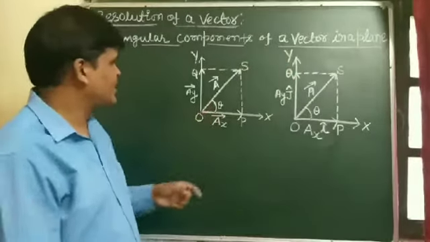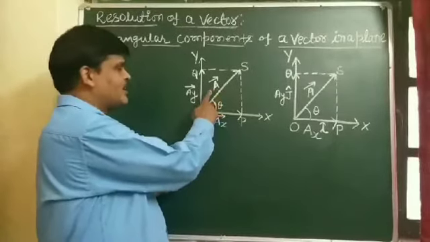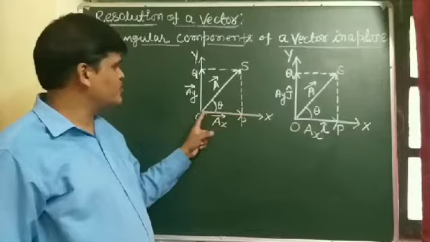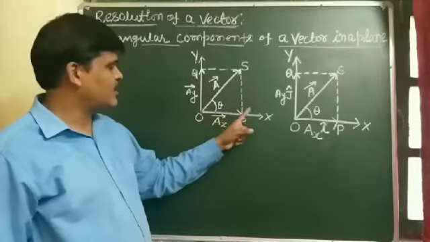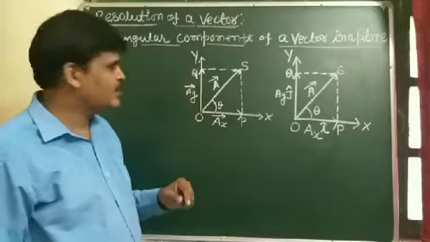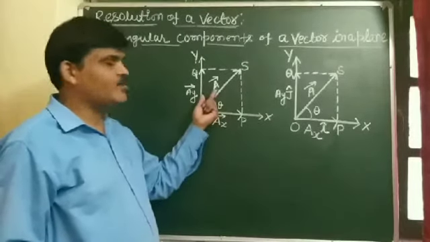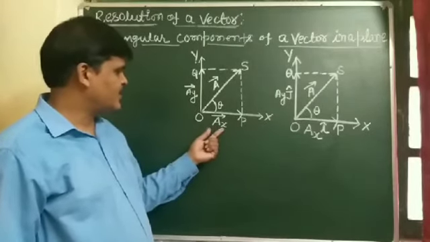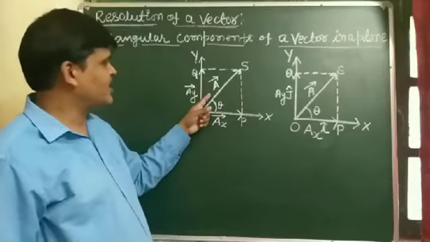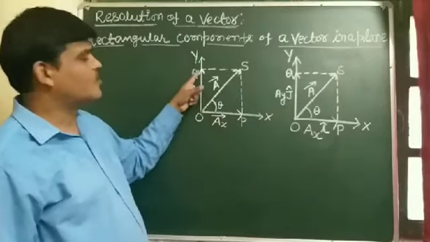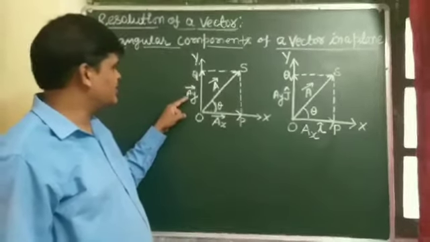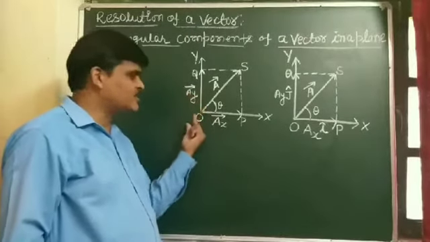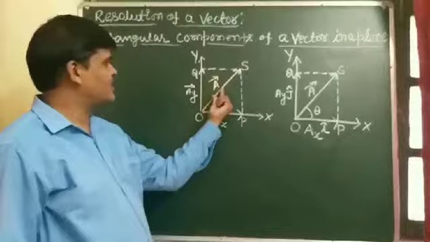And student, here the given vector is vector A, which is resolved along two mutually perpendicular directions, that is, along the x-axis and along the y-axis. The component of vector A along the x-axis is written as Ax vector, and the component of A along the y-axis is written as Ay vector. So Ax vector and Ay vector are the rectangular components of the given vector.